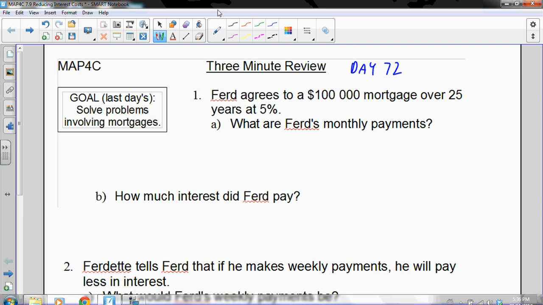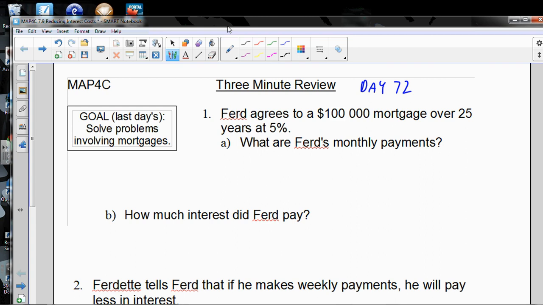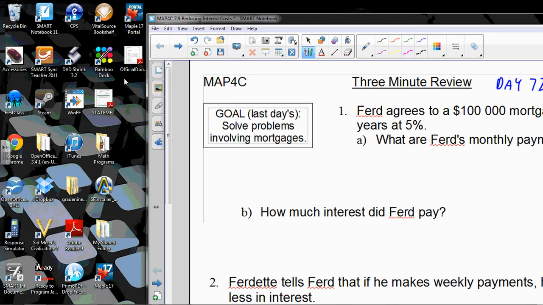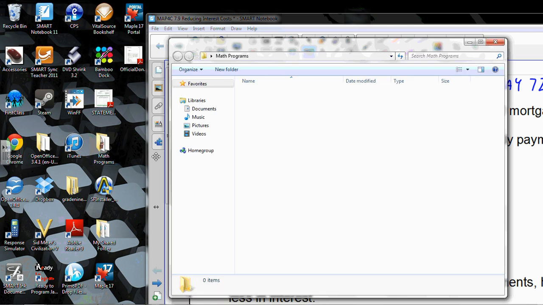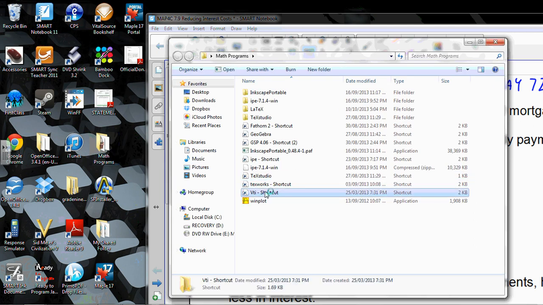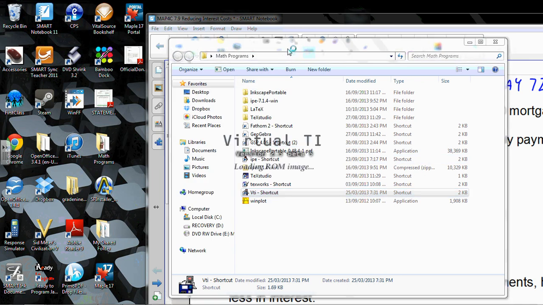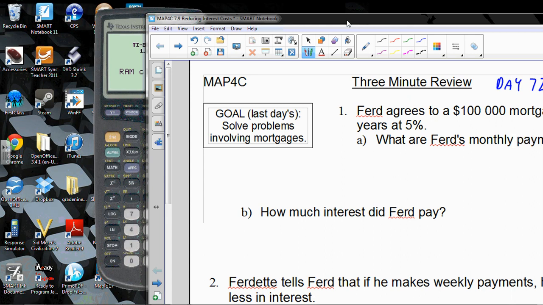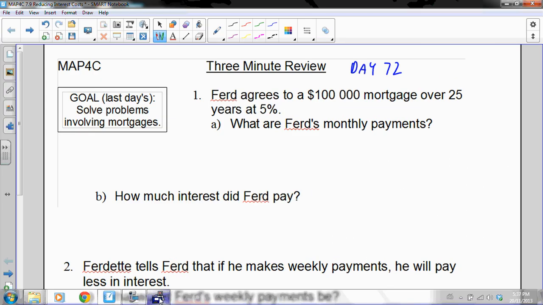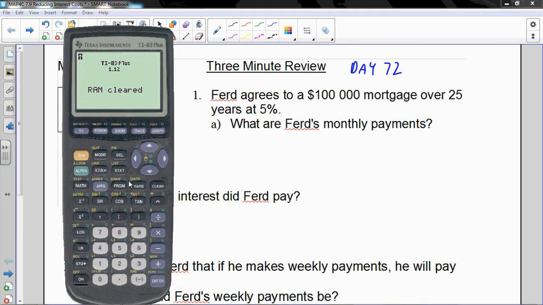So I'm going to go find my calculator here. Find my calculator. Where is it? Fire that up. And it says here, apps, finance, one for TVM solver.